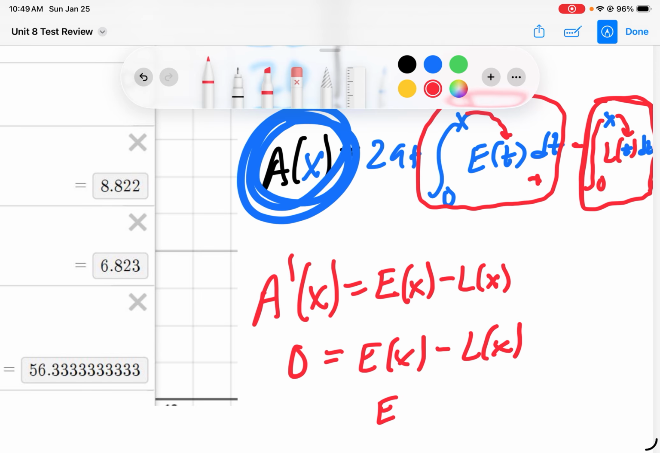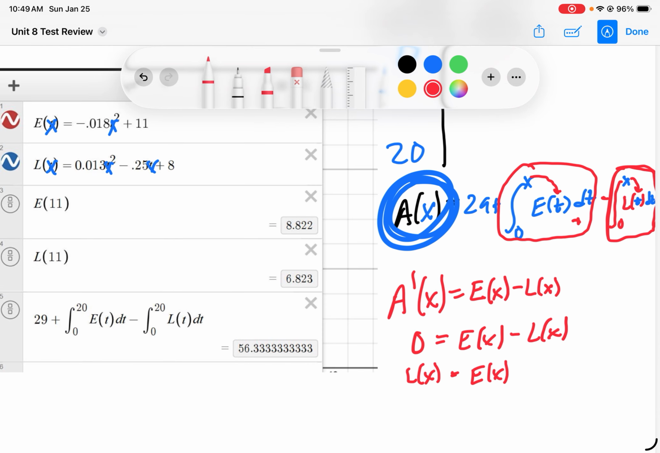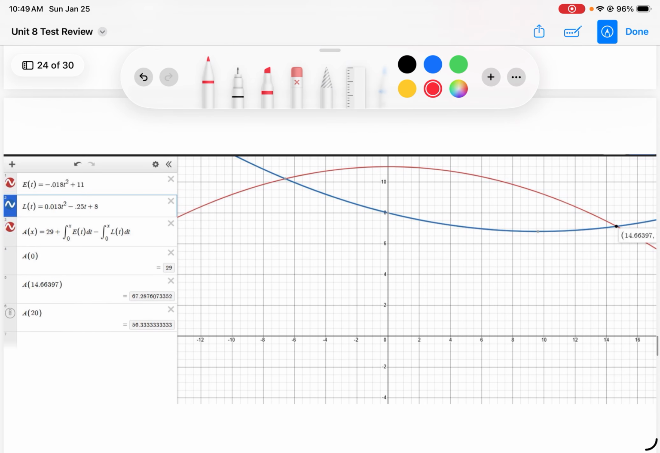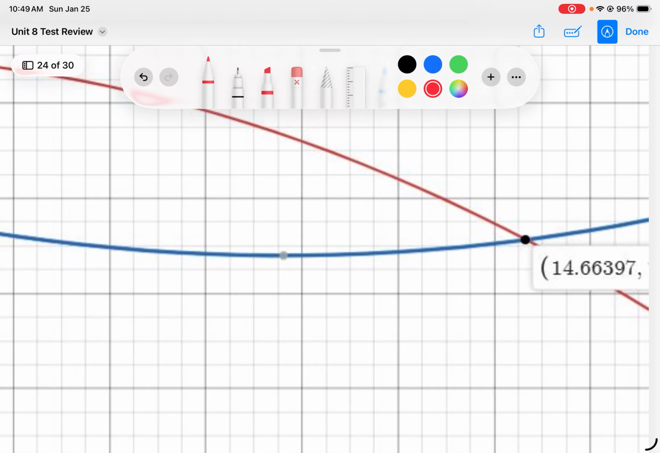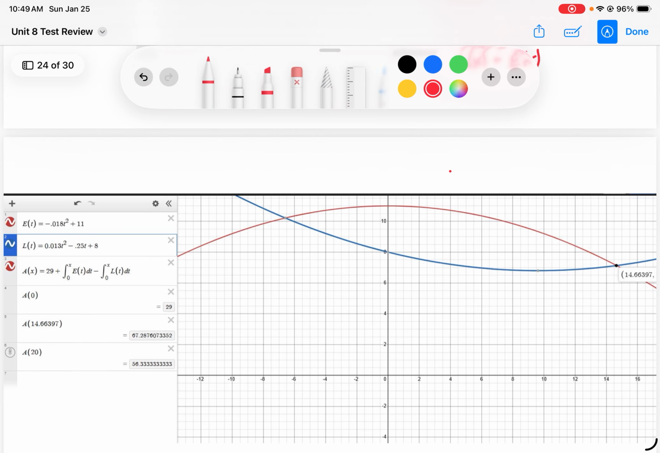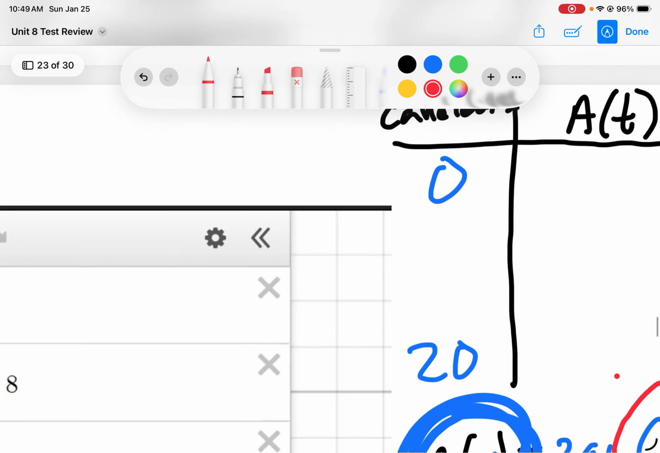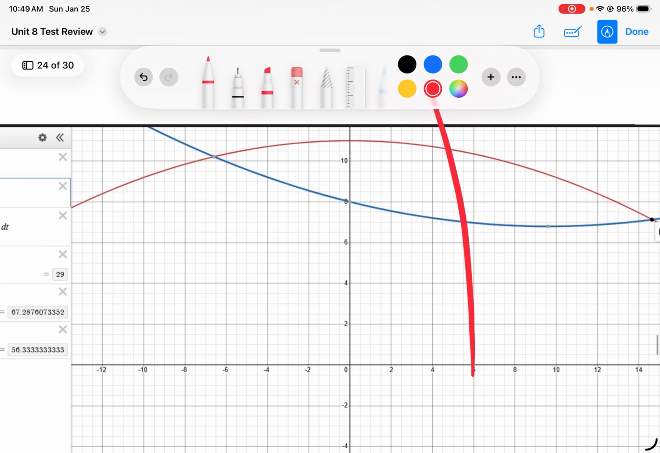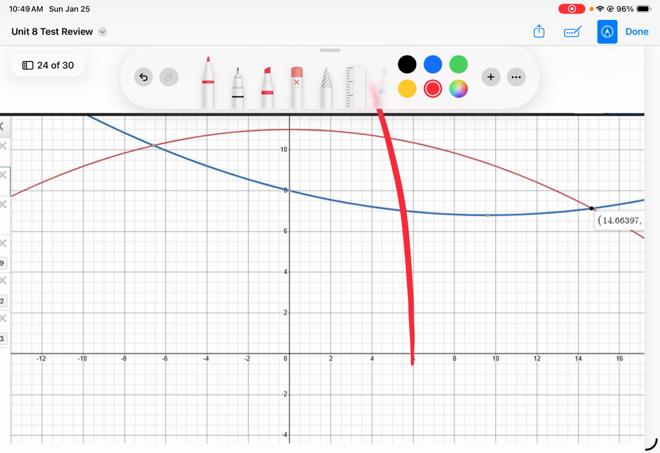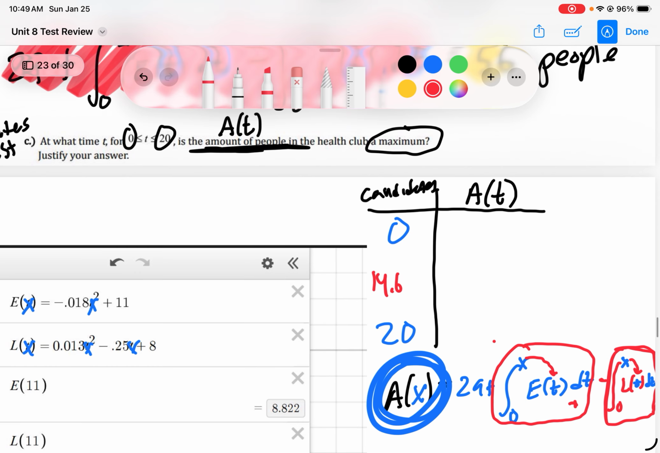When it's equal to 0 is whenever the two functions are equal to each other. So I did that and I plotted on my graph. I graphed E of t and L of t. Wherever those are equal to each other, that's your other candidate. So 14.66397. I already forgot. 14.66397.